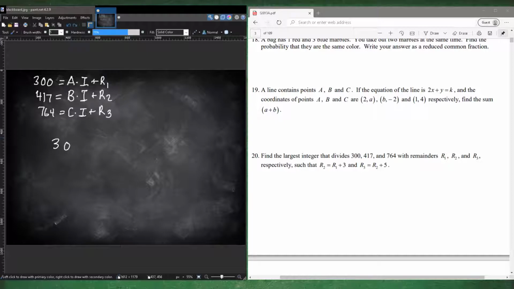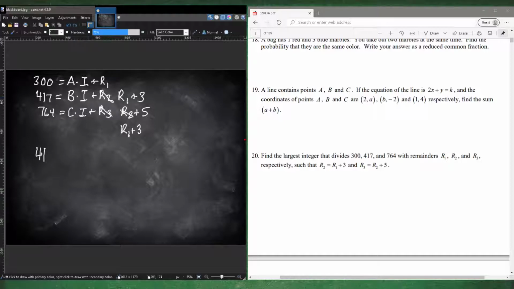So what we could do now is that we have R1, R2, and R3. We need to get the same remainder. So we know R2 equals R1 plus 3, and we know R3 is R2 plus 5. But R2, which they already gave us, is R1 plus 3. So that gives us that 300, which we could keep the same. And then 417 is equal to BI.